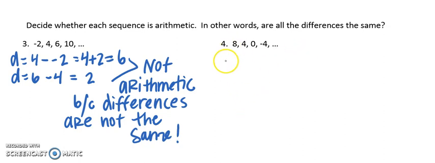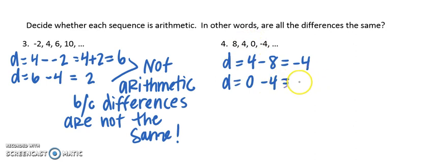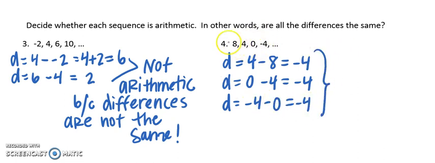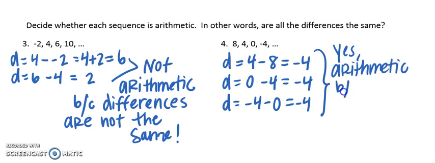Over here, let's look at it. So the difference here, we're going to do the 4 and the 8. So 4 minus 8 is -4. Then we're going to take care of the 4 and the 0. So that's going to be 0 minus 4, which is still -4. Remember, if I'm going too fast, you pause me. We're going to take care of this 0, -4. So it's -4 minus the previous. So we have checked everything. We have gone through this whole entire list. So yes, arithmetic because the differences are the same.